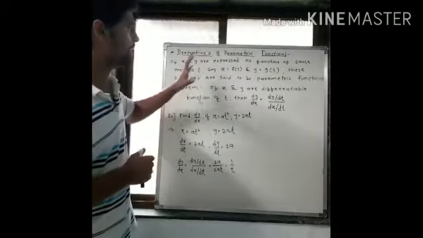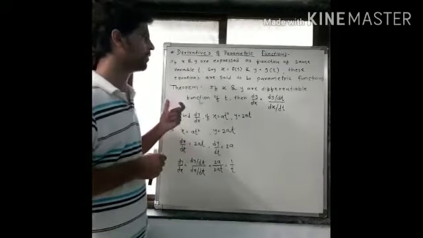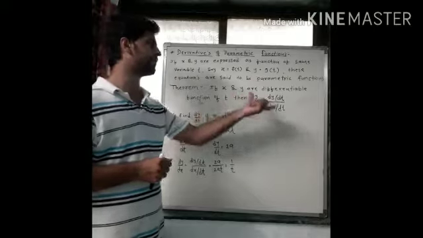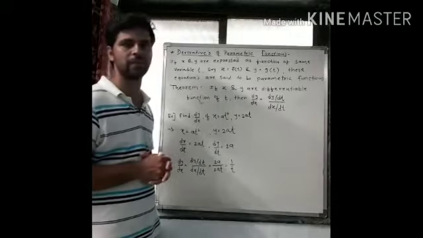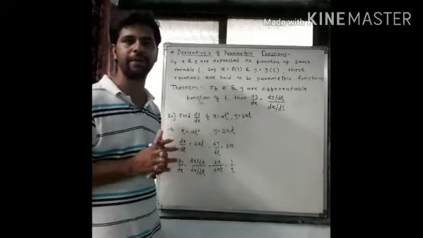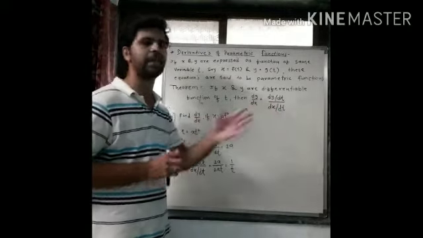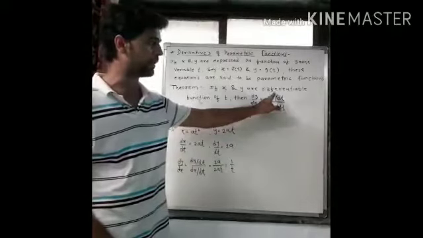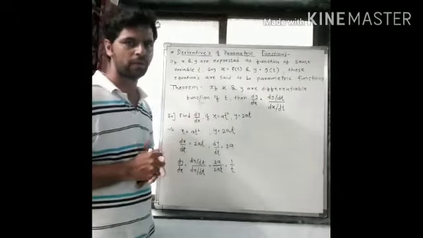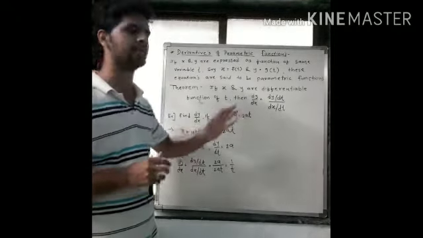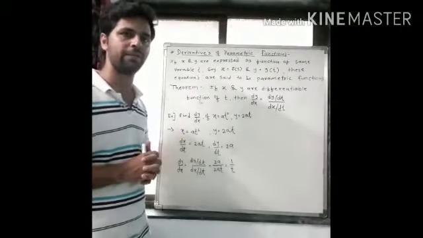On the basis of this parametric function we have a theorem. What is the statement of the theorem? If x and y are differentiable functions of t, then their respective derivative is given by dy by dx equal to dy by dt upon dx by dt. Means first find dy by dt, then find dx by dt, and then write them in fraction form. That is your final answer, that is dy by dx. So this is how a parametric function is differentiated.